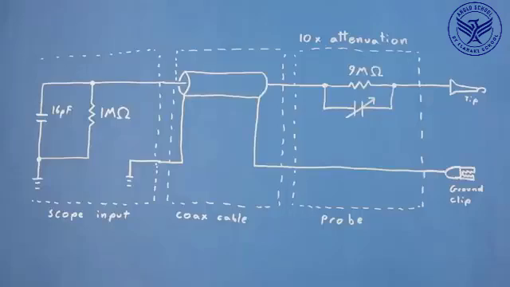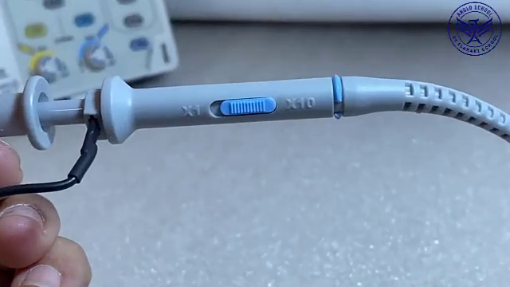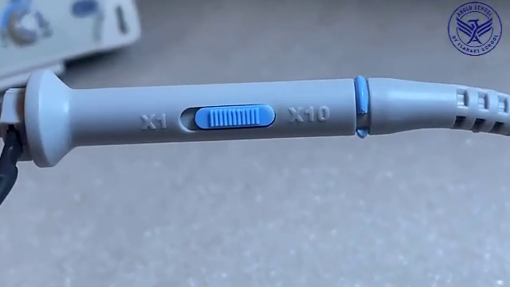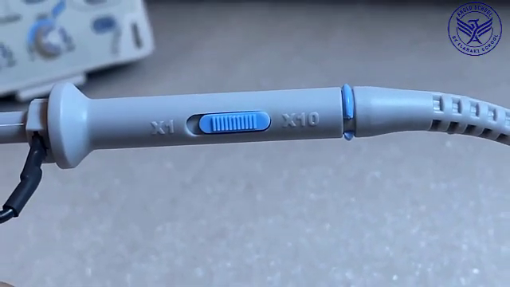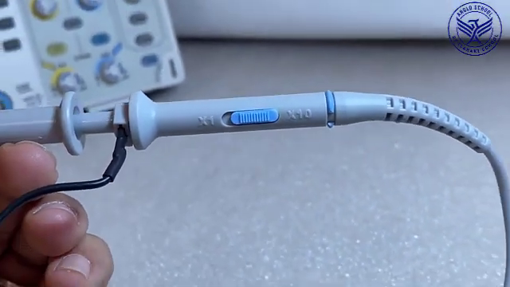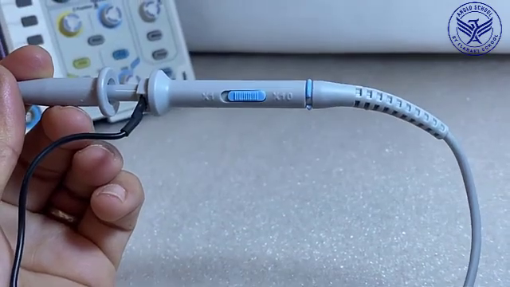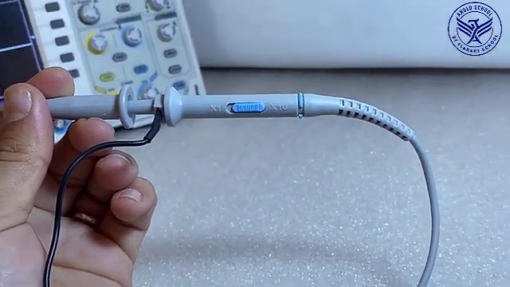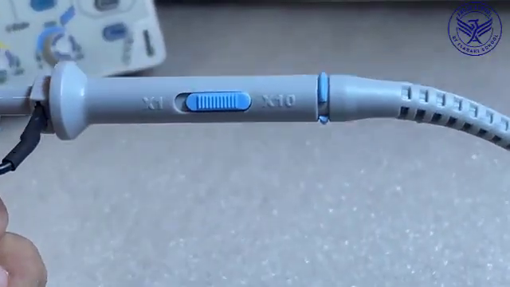To fix this, 10x probes include an adjustable capacitor in parallel with the 9 mega ohm resistor used to compensate for the low-pass filter. This will keep the signal attenuation more or less the same across all frequencies. Now, I recommend leaving the probe on 10x as that's the best compromise between signal attenuation and having the probe affect the circuit you're trying to measure.